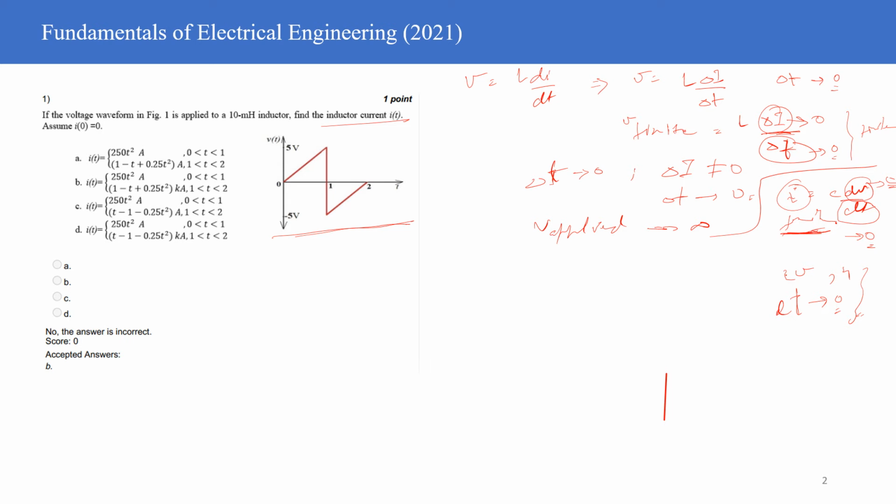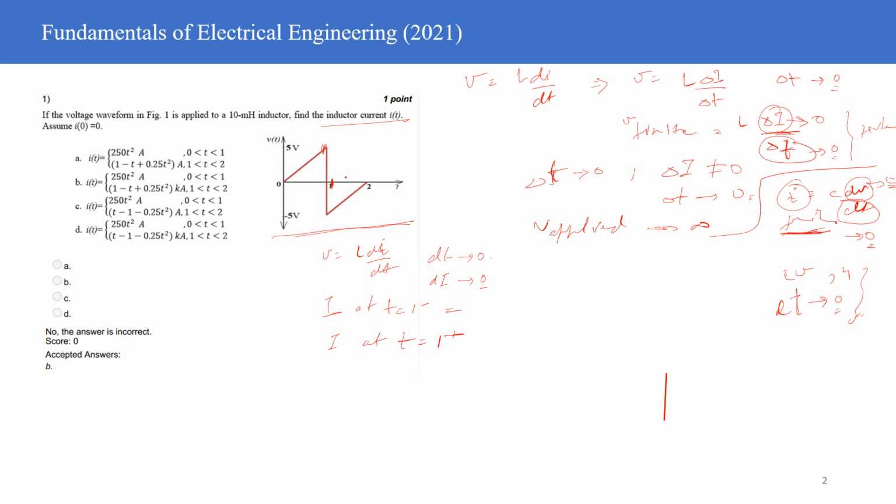So we understand that V is equal to L di by dt, and if dt is tending to 0, delta I, that is di, must be tending to 0. That implies that I at time t equal to 1 minus must be equal to I at time t equal to 1 plus. Now what is 1 minus and 1 plus? 1 minus is a time instant just to the left of this 1, and 1 plus is a time in the neighborhood just on the right hand side of this 1.